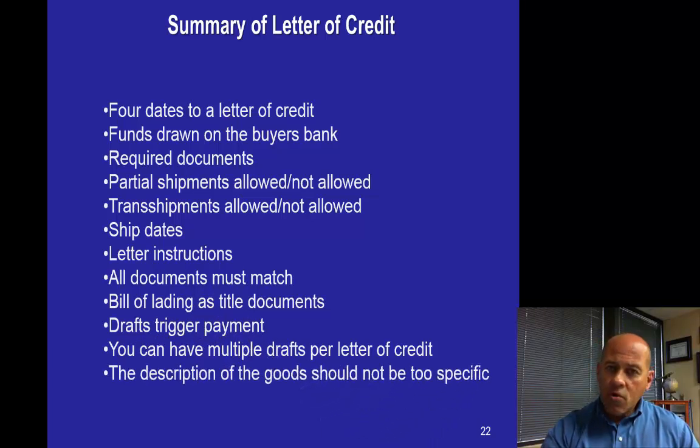And you don't want the description of the goods to be too specific. In other words, you can refer to the pro forma invoice and the description of goods and services under that as the description under the MT700. So that just simplifies the letter of credit process.